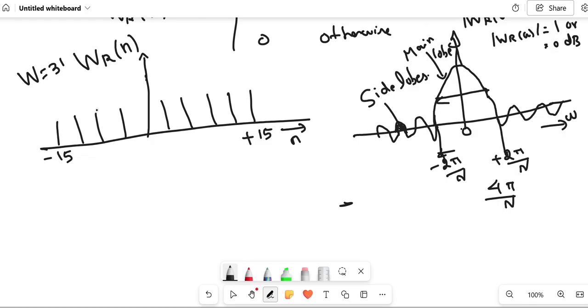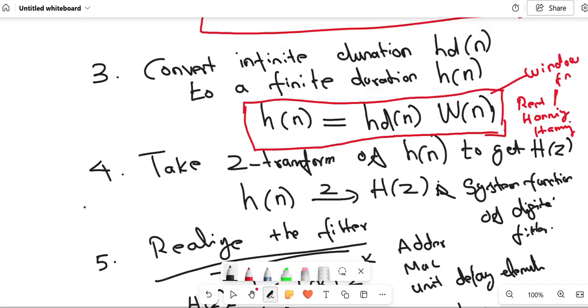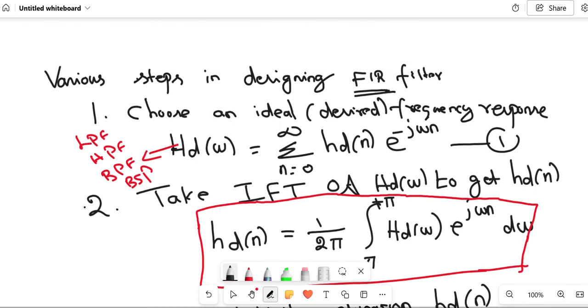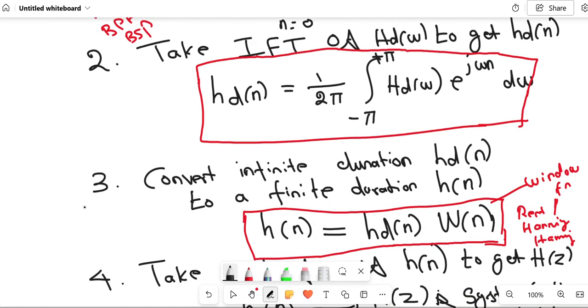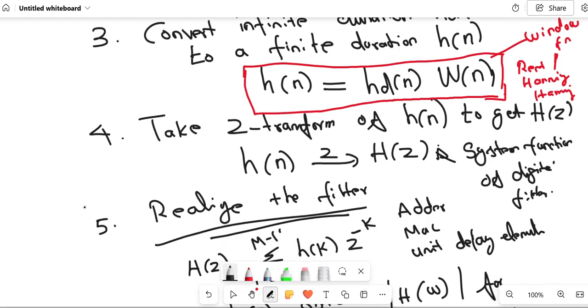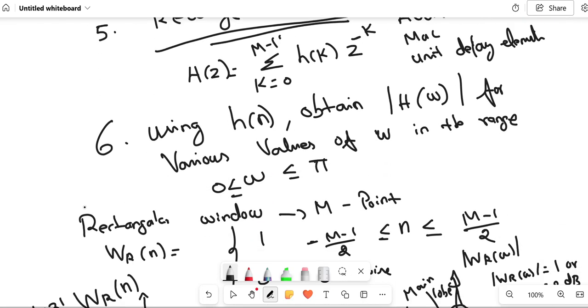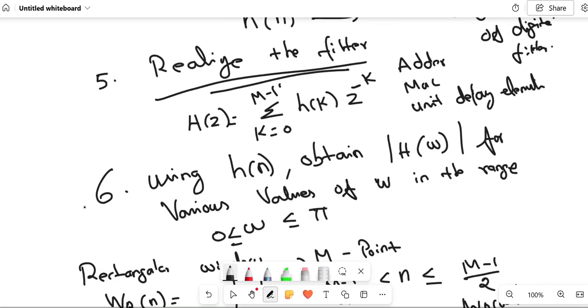Okay, excuse me. We will continue with how to design a filter now. These are the various steps to design a FIR filter for the given frequency response. Take h d of n by taking the inverse Fourier transform, then convert infinite duration into finite duration by multiplying by the rectangular window, then take the Z transform to get the system function of the digital filter. Finally, you have to realize the filter. The realization of filters will be with respect to adder, multiplier and unit delay element.